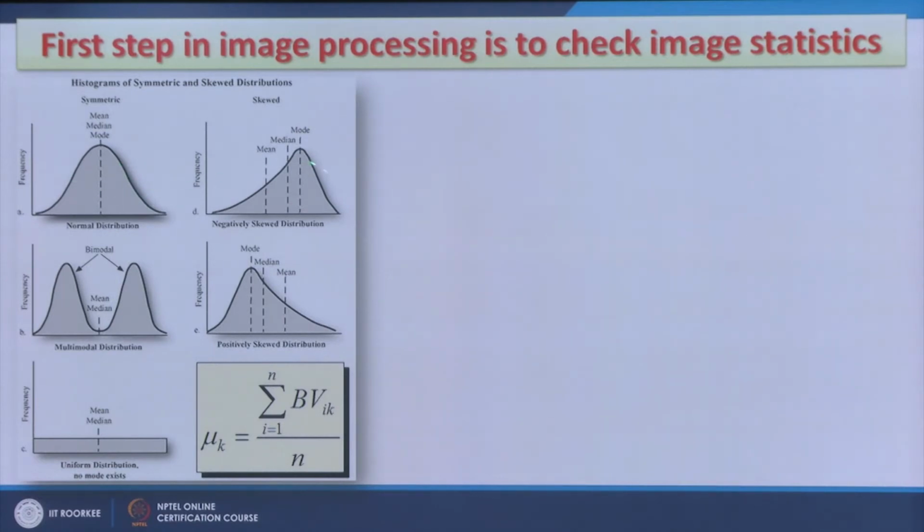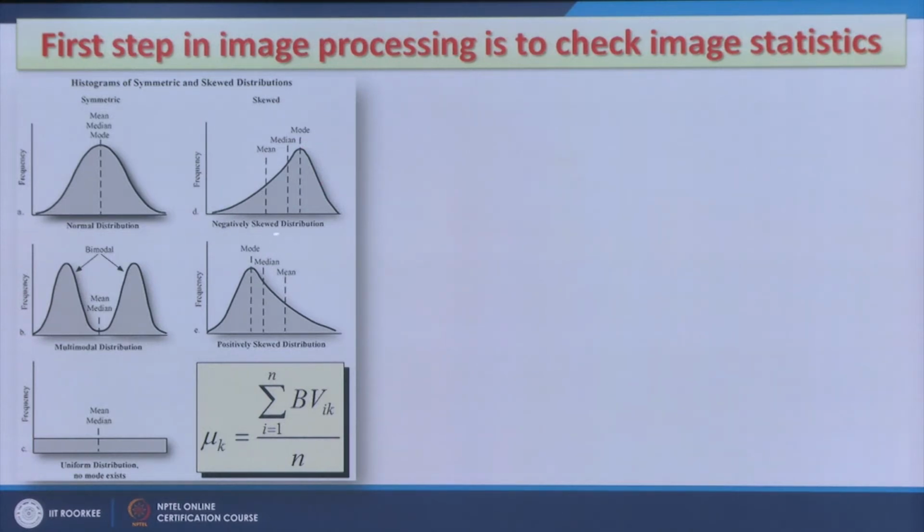You may get a skewed kind of distribution of pixel values and their frequency. So the mean might be here, the median is elsewhere, and the mode, that is the maximum, might be different.